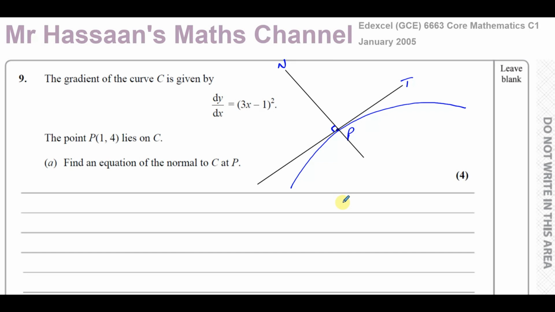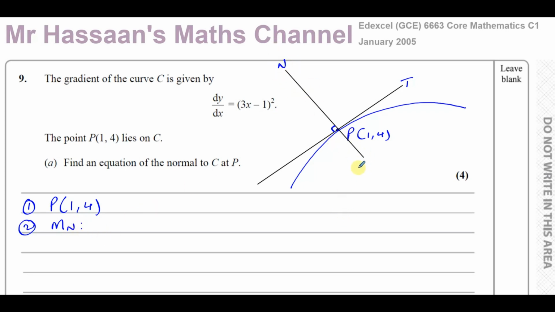So if we understand that, we can then understand how to answer this question. It says find the equation of the normal. The normal is a straight line. To find the equation of a straight line, we need two things. One is a point that lies on the line, which we have, because the point P (1, 4) lies on that line. And the second thing we need is the gradient of the line. So we need the gradient of the normal to the curve.